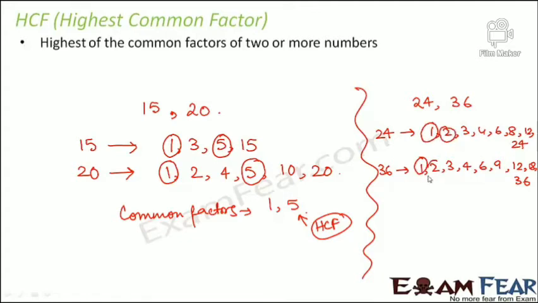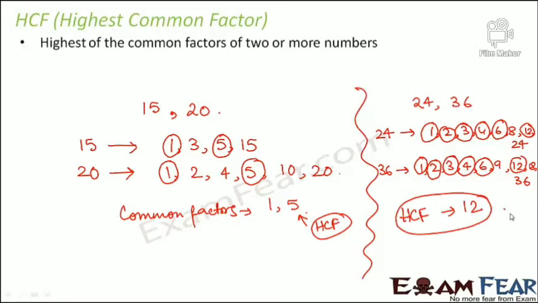So let us encircle the common factors. So 1 is a common factor, 2 is a common factor, 3 is again a common factor, 4 is a common factor, 6 is also a common factor, and after that you have 12 as a common factor. So you have so many common factors: 1, 2, 3, 4, 6 and 12. And which is the highest common factor? That is definitely 12. So HCF of 24 and 36 is 12.